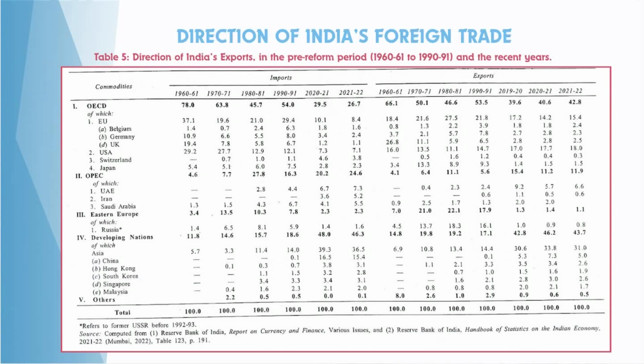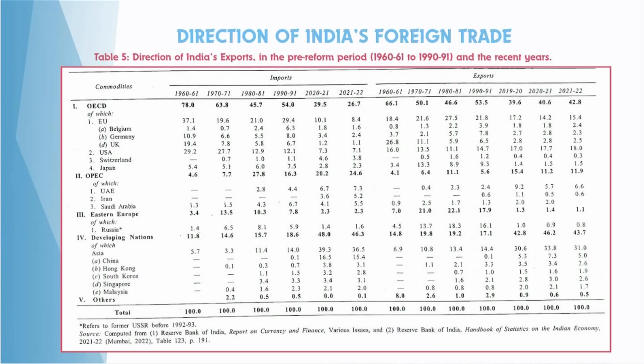So India's trading partners are classified into 5 groups: OECD, OPEC, Eastern Europe, developing nations, and others. A notable decline in the importance of OECD nations is evident. Their share in India's import expenditure plummeted from 78% in 1960-61 to just 26.7% in 2021-22. Conversely, India's reliance on oil exporting countries, OPEC countries, has increased substantially, with their share rising from 4.6% in 1960-61 to 24.6% in 2021-22, largely due to India's need for crude oil.